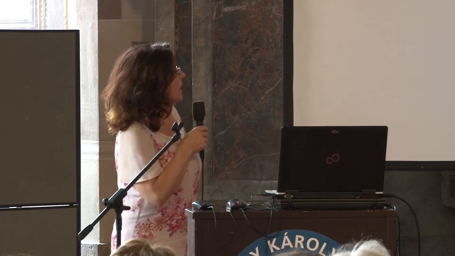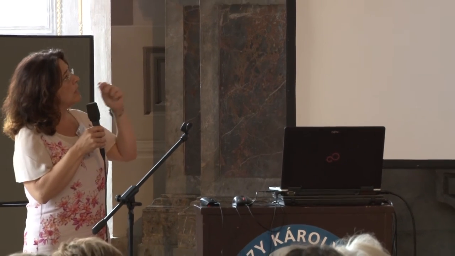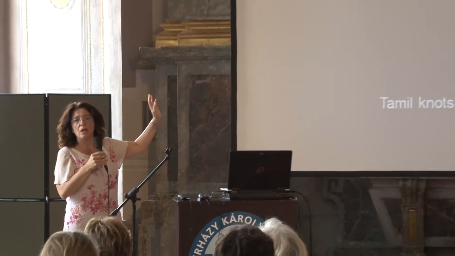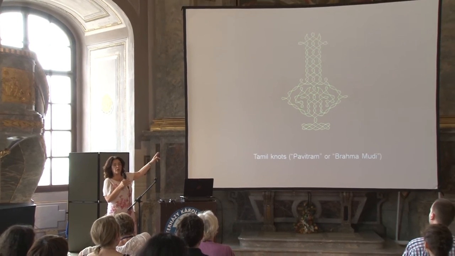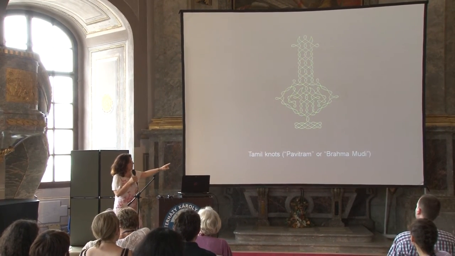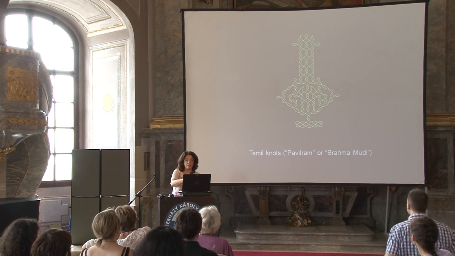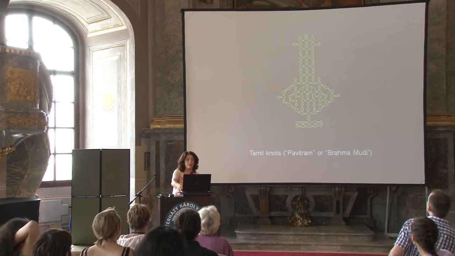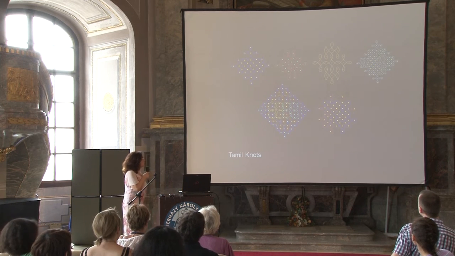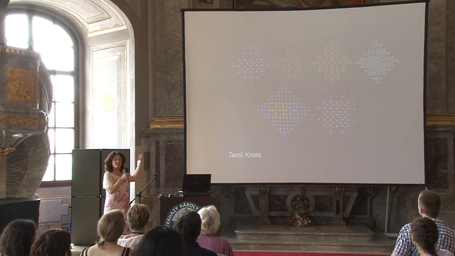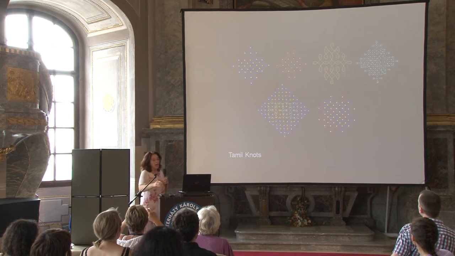This one is a beautiful design known as Tamil knots, and when such a structure is contained by only one curve, which goes all around all the points, they call it Pavitram or Brahma Mudi. And it is, as I told, culturally ideal to get such a curve. Here are some more examples of Tamil knots. They are light, so it is not easy to see how beautiful they are.